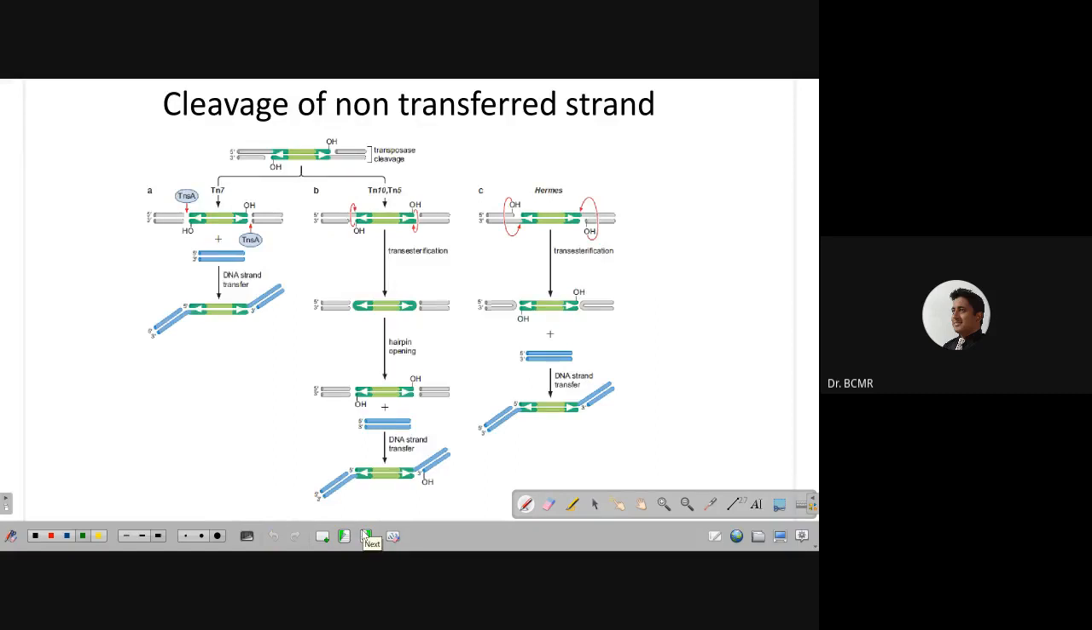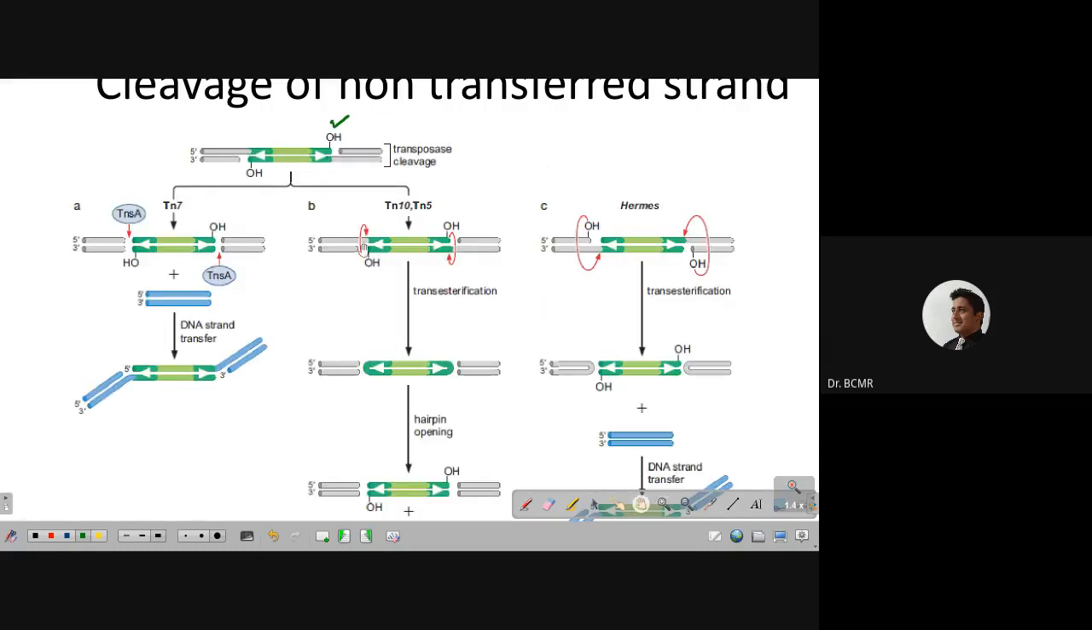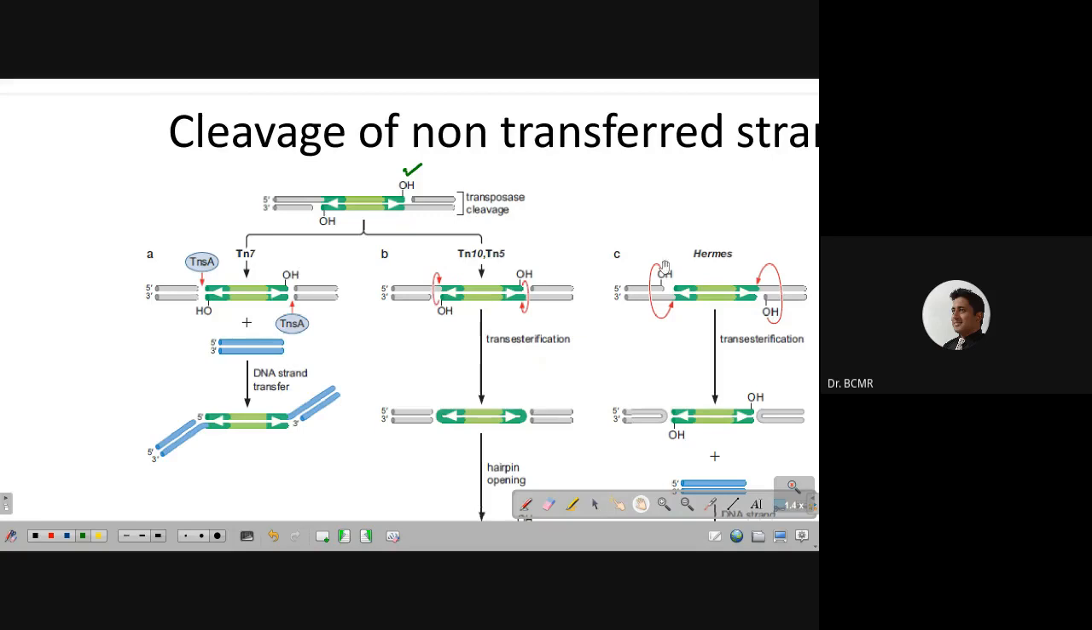How does the second strand break happen? There are 2 or 3 mechanisms, based on which DNA transposons are further classified. In one case, transposase cleaves DNA like this, and there are 3 different examples, right? So see what is the difference between them. You don't have to memorize it, but it is good to appreciate that it is not just one mechanism, and there are many ways of how transposition can be achieved.